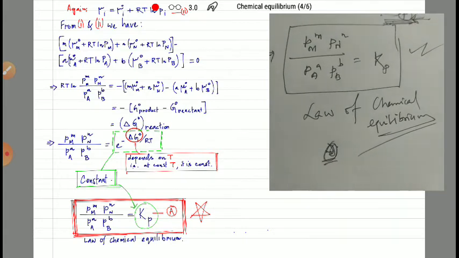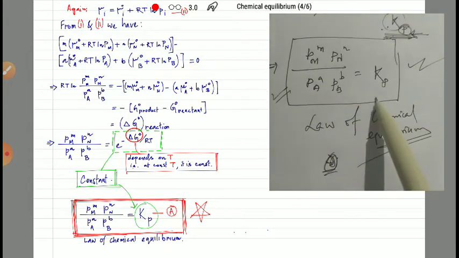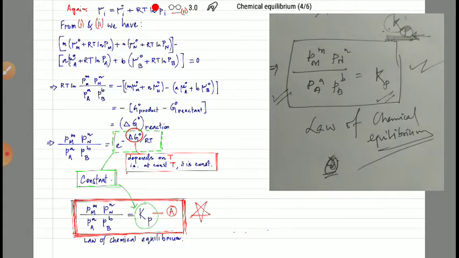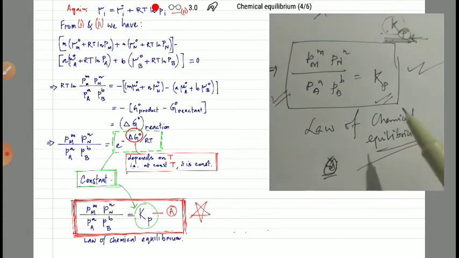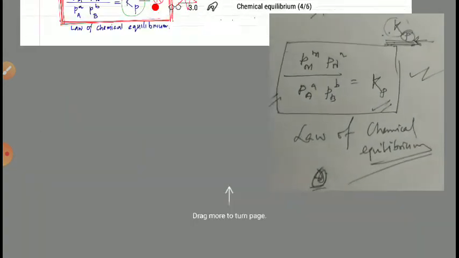So this is the law of chemical equilibrium for gaseous reactions. What about the other reactions, solutions? If it is liquid, then what is going to happen? Let us discuss them.